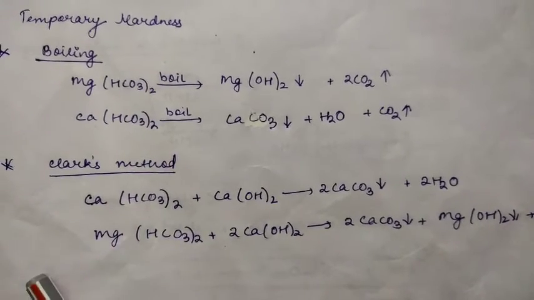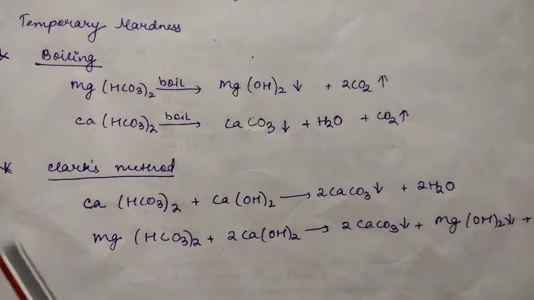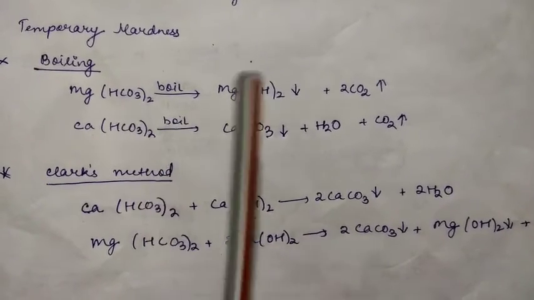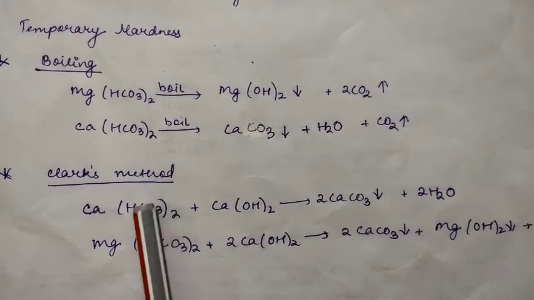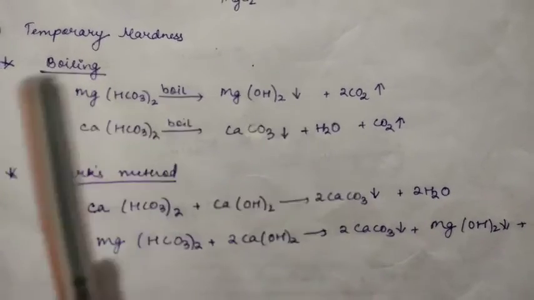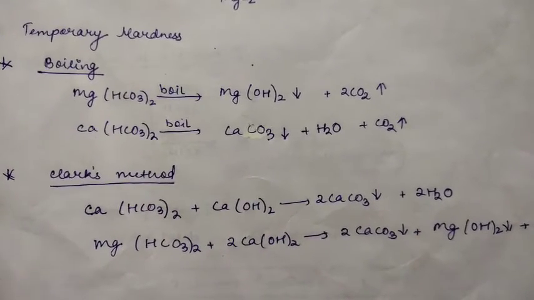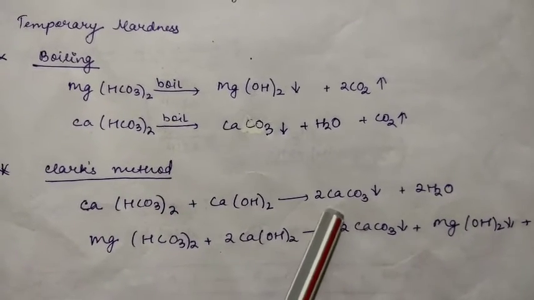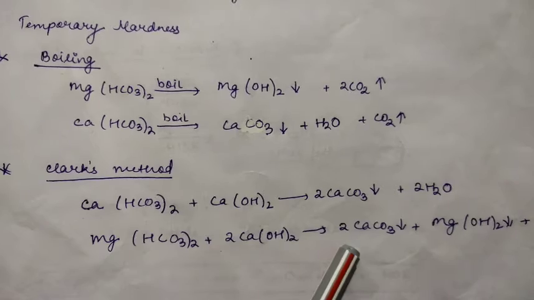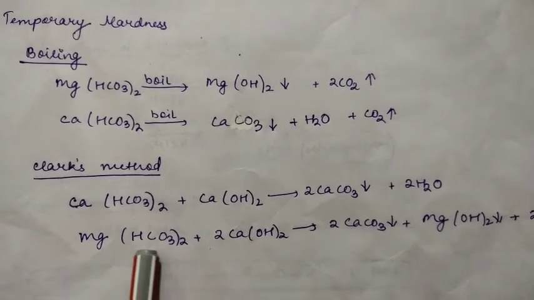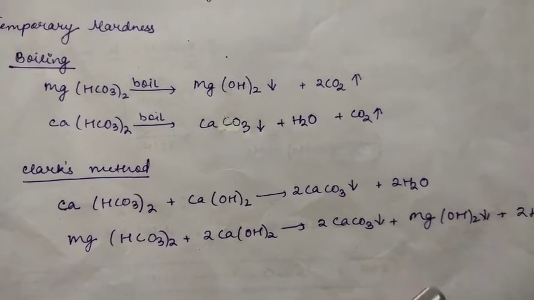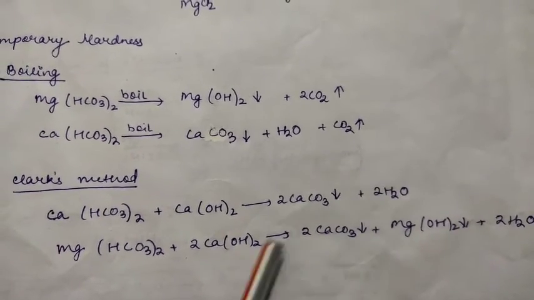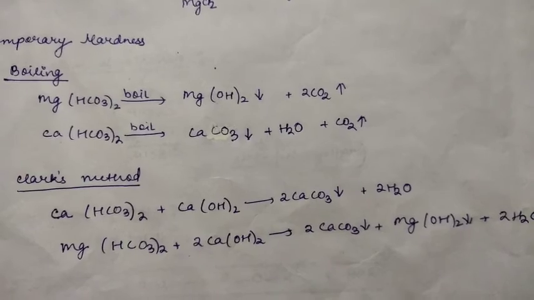So you can see here we are getting carbonates or carbon dioxide. Since carbonate is part of magnesium hydrogen carbonate, you are getting carbon dioxide, or sometimes carbonate compounds like calcium carbonate, either carbonate compounds or carbon dioxide directly. But in case of Clark's method, you will always get calcium carbonate. But if you are using magnesium hydrogen carbonate, one extra molecule you will get, that is magnesium hydroxide, and in both the reactions extra water molecules are produced from the reaction.